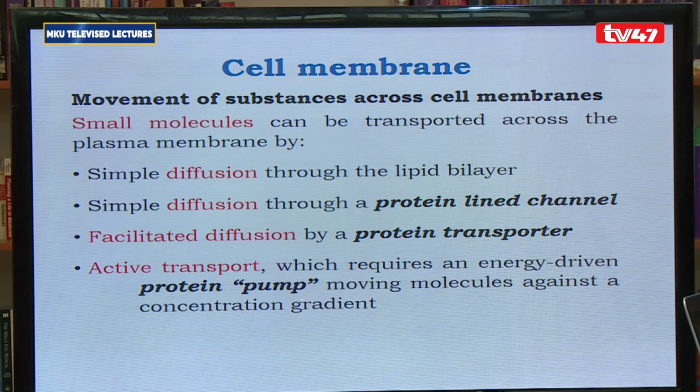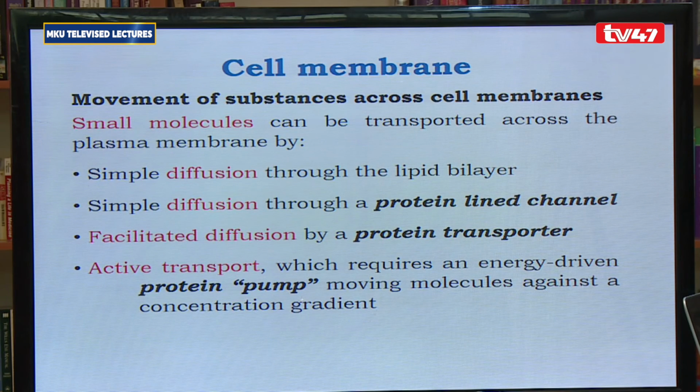So substances move through the membrane in different ways. Like we said, the membrane is a barrier, but it is a semi-permeable barrier, allowing certain substances to go through while denying certain substances from entering the cell. Most importantly, it also denies certain substances from going out of the cell, because if a substance is required by the cell for its function, then it would be improper for that substance to move out of the cell. So it is retained within the cell by the actions of the cell membrane.